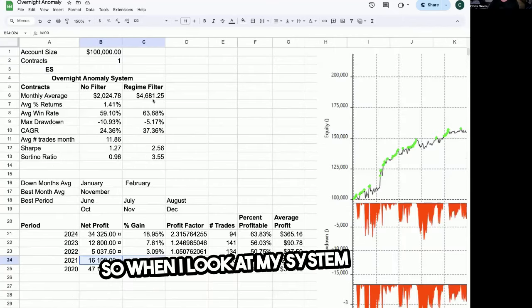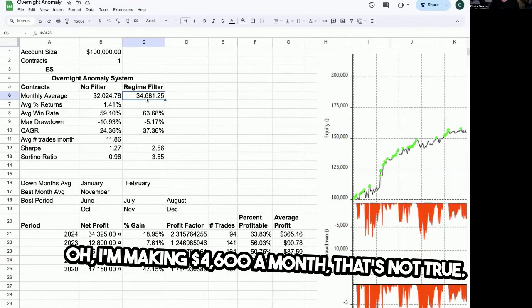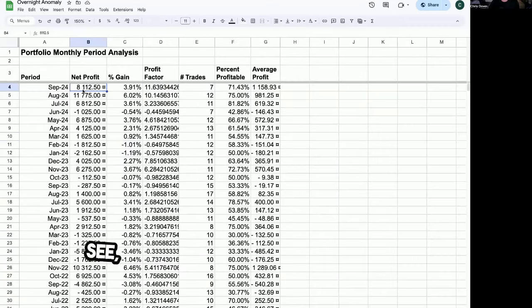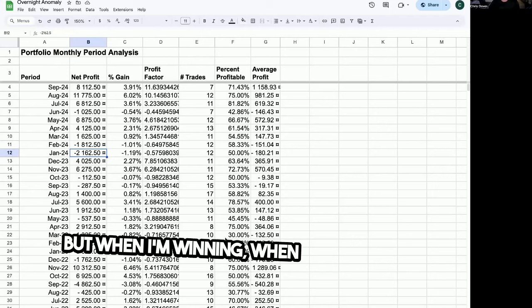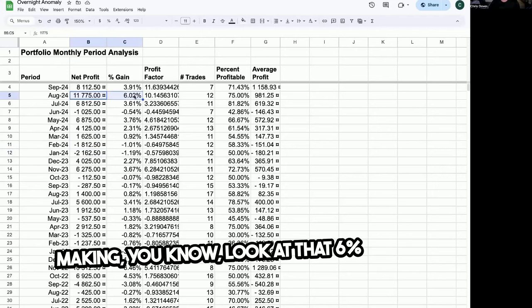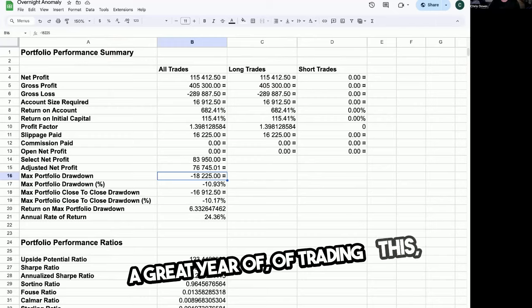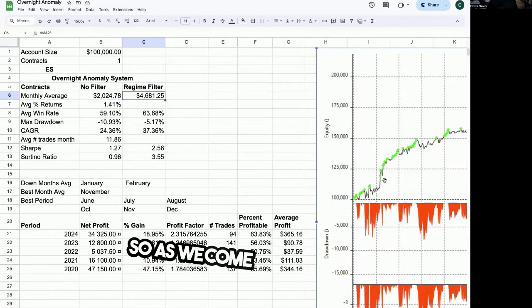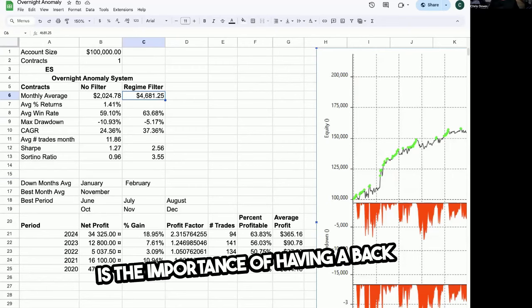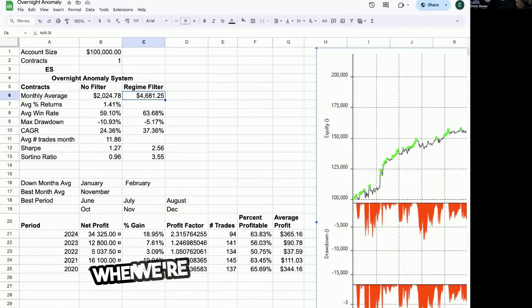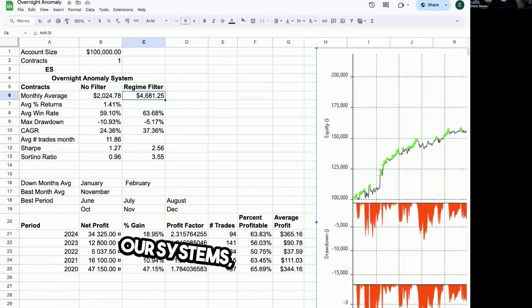So when I look at my system and I say, oh, I'm making $4,600 a month, that's not true. Some months I'm making, let's see, September, $8,000, $11,000, $6,000. I lose $1,000, six, four, one, you know, lose one, lose two. So when I'm losing, I'm not losing that much. But when I am making money, look at that 6% month there in August. Like I said, this has been a great year of trading this. So as we come back to that, this is the importance of having a back-test. Okay. When we're talking about how to trade our systems, when to trade them.